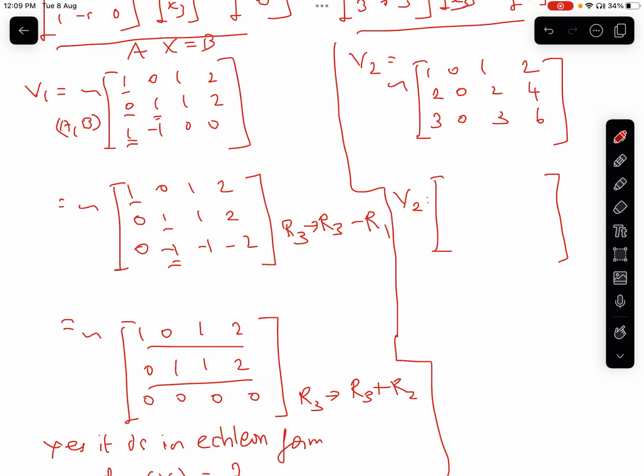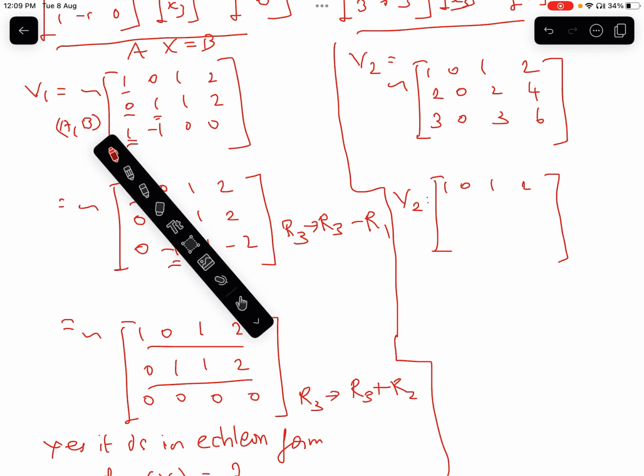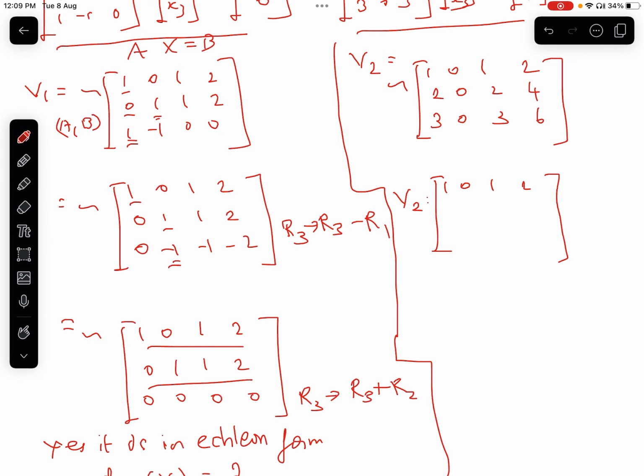Why? Because in the first row we can keep it as it is, and in the second row we can just divide the second row by 2, because it is all divisible by 2. So 2 by 2 is 1, 0 by 2 is 0, 2 by 2 again 1, and 4 by 2 is 2. Okay, and similarly the third row we can also divide, R3 by 3. The third row is divisible by 3. So we get 3 by 3 is 1, 0 by 3 is 0, 3 by 3 again 1, then 6 by 3 is 2.